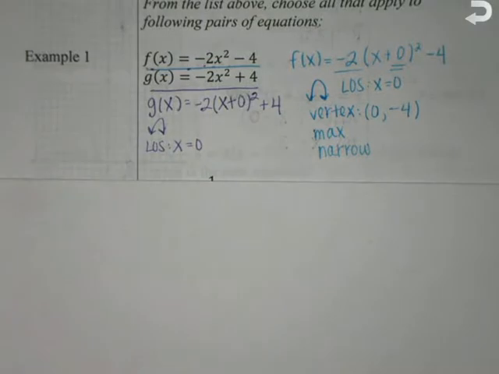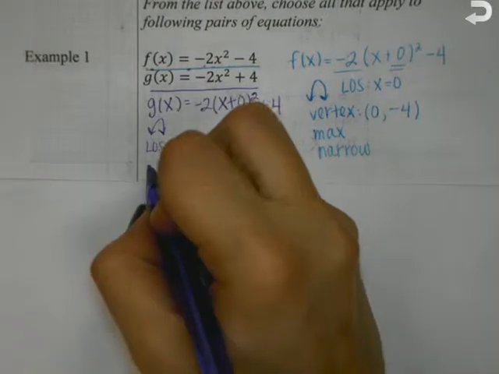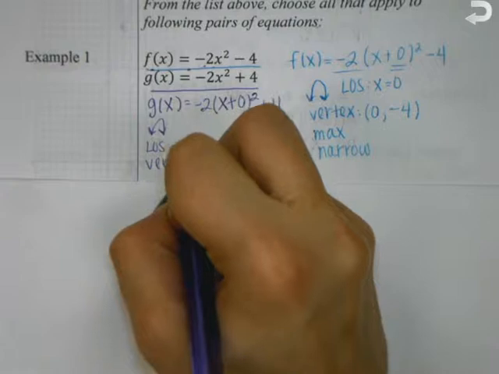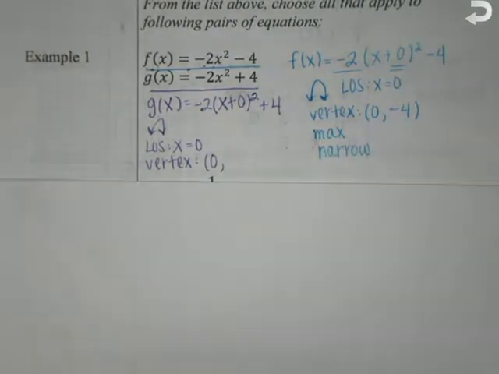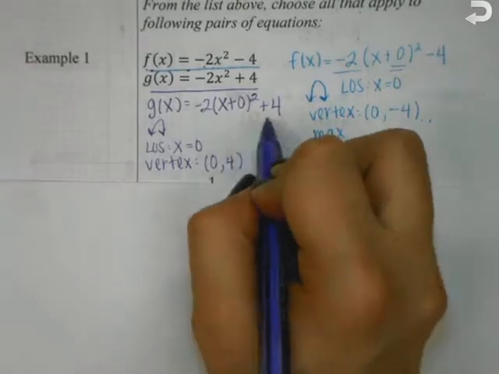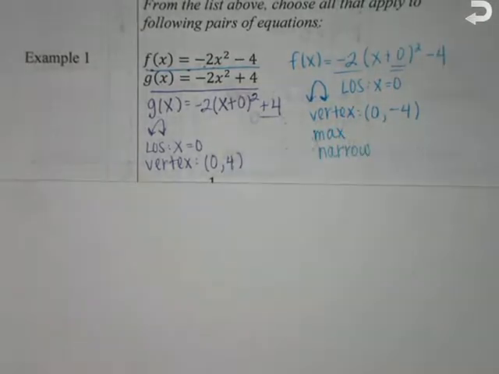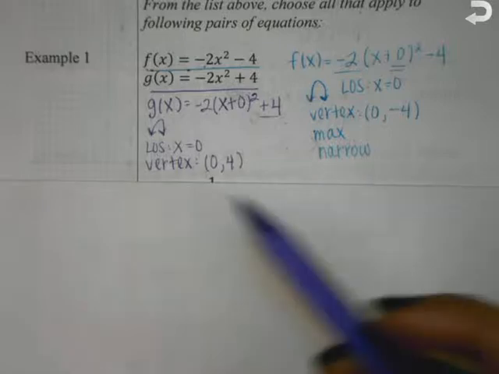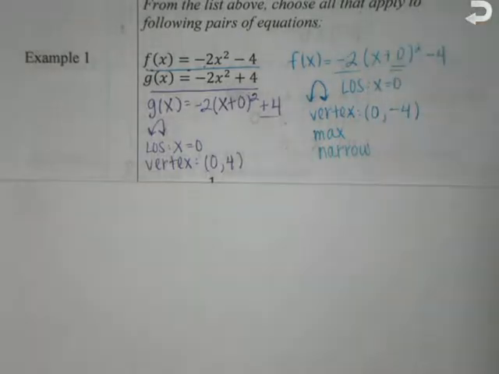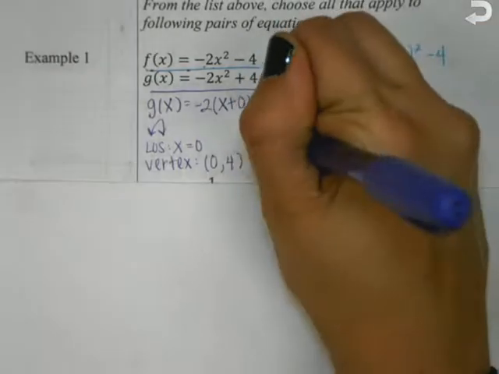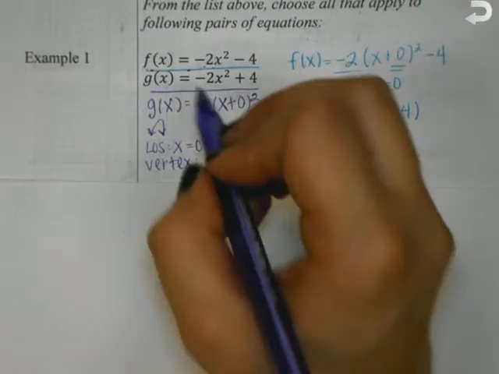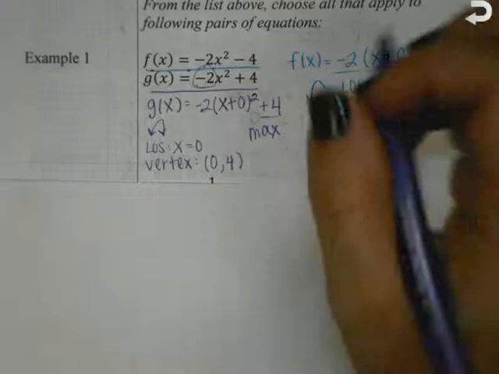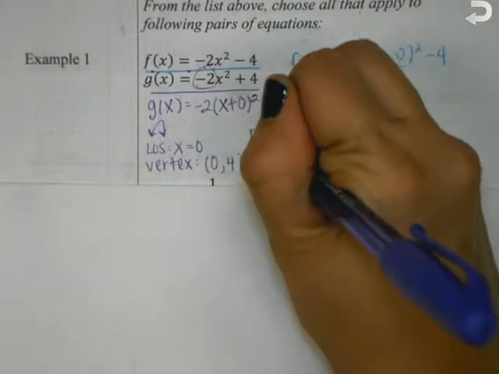Next thing we looked at was vertex. What's the vertex? 0. Positive or -4? Positive 4. Since this one's opening down, does it have a min or a max? Max. And is it a narrow or a wide parabola? It's also -2, so it's narrow. We listed all of the information.